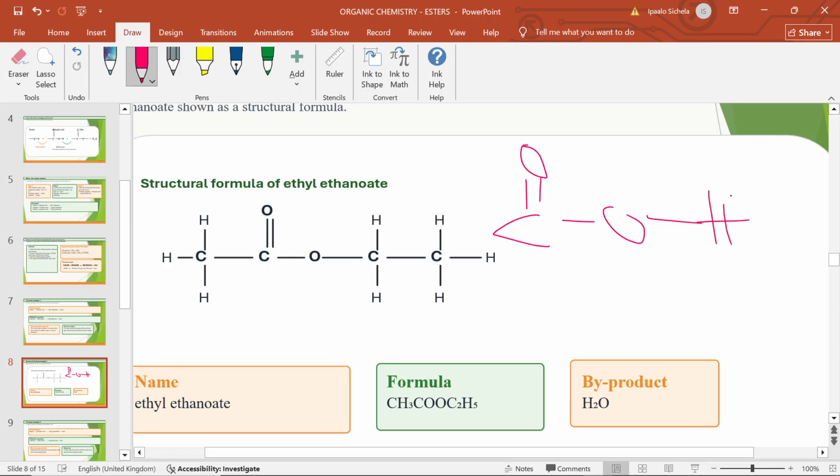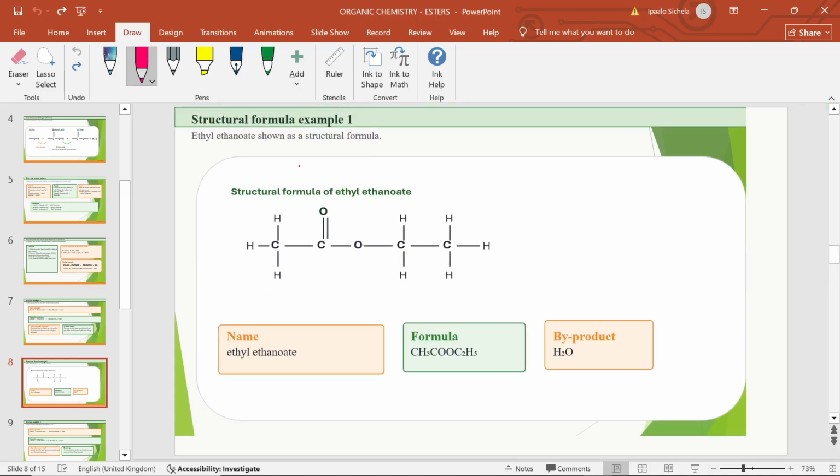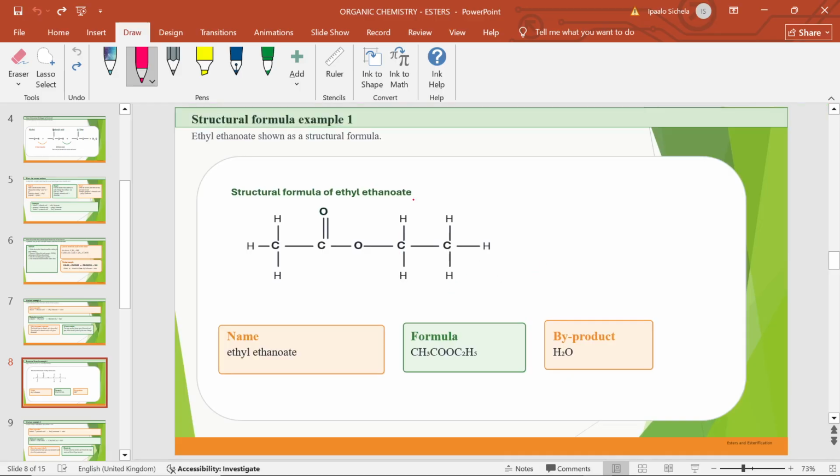Like that. So don't forget to put the double bond in between the carbon and the oxygen. Then you write COO like that, following the same order as in the chemical formula.